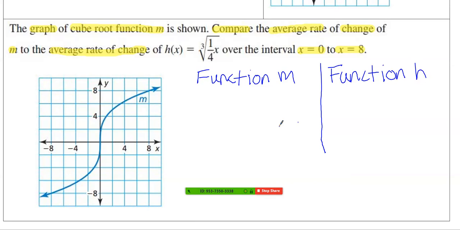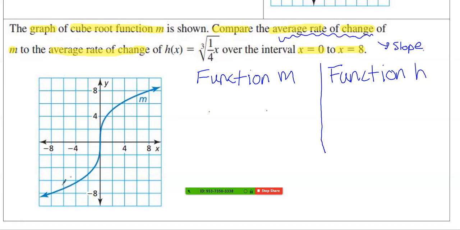Let's think about what an average rate of change is. When we talked about rates of change, a rate is something like miles per hour, where you have different units in the numerator and the denominator. Rates of change on a graph that has an x and a y axis, that rate of change is the change in y over the change in x, what you know of as slope. So this average rate of change, that is the slope.